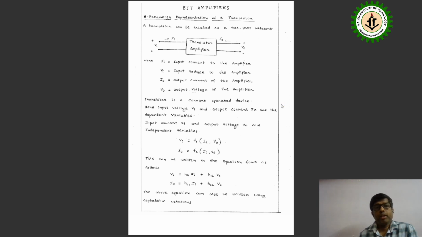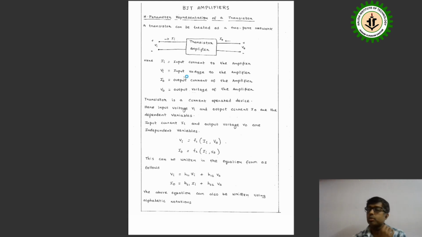So already we know there are three modes of transistor operation, that is the CB, CE, and the CC. In these two ports, we know there are four variables, that is, you can see here, a pair of currents and a pair of voltages. I1 is the input current and I naught is the output current. V1 is the input voltage and V naught is the output voltage.